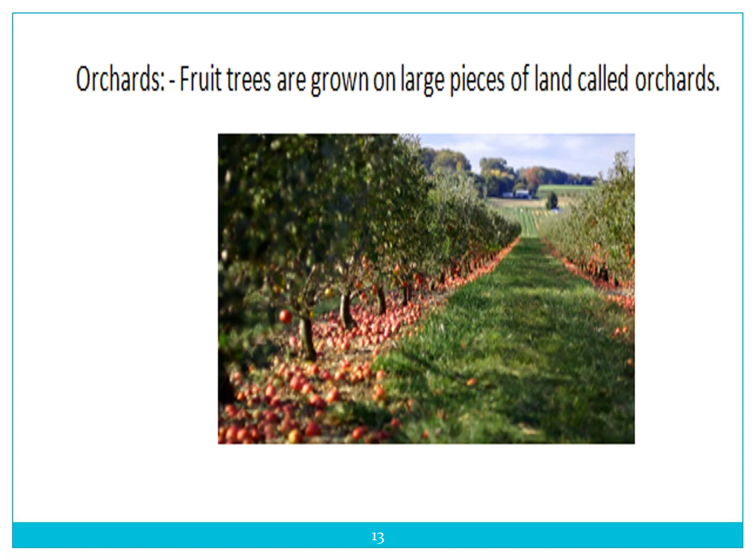Write one sentence on orchard. Fruit trees are grown on large pieces of land called orchard. So if you have apple plantation on a large area of land, that area is called an apple orchard.